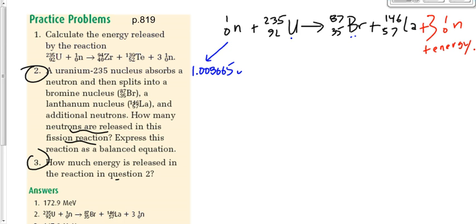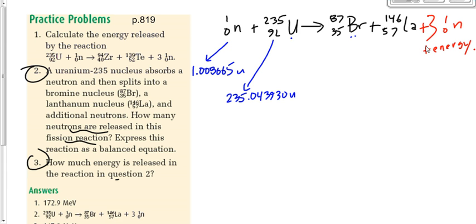Okay, that's atomic mass units. And what's uranium-235 in atomic mass units there? Victoria, you got that one? 235.043930. Thank you. Now let's get the right-hand side.